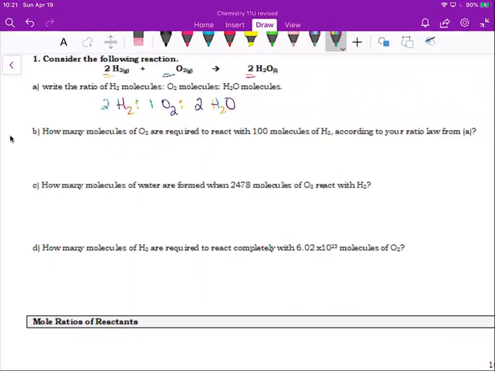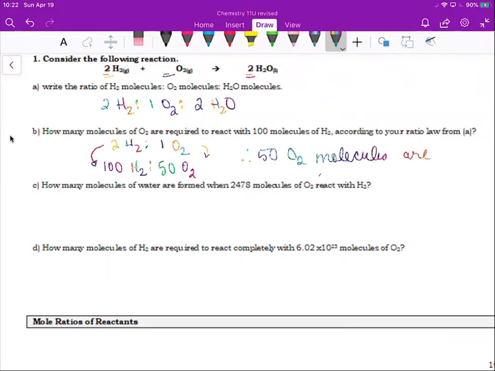You have 100 hydrogen molecules, and if the original ratio is 2 to 1 for oxygen, how much did you increase 2 by to get to 100? Well, you multiplied it by 50. So you're going to multiply this by 50 as well, and you get 50 oxygen molecules. So therefore, 50 O2 molecules are required.